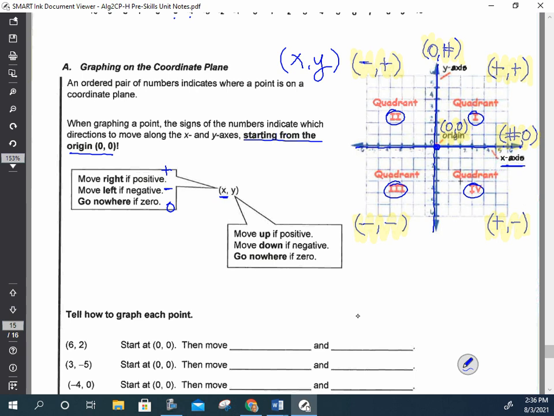Then you look at the y value. If it's positive, you go up. Negative, you go down. 0, you go nowhere. But you will always start at the origin. Always start at the origin. Go left or right first. Go up or down second.